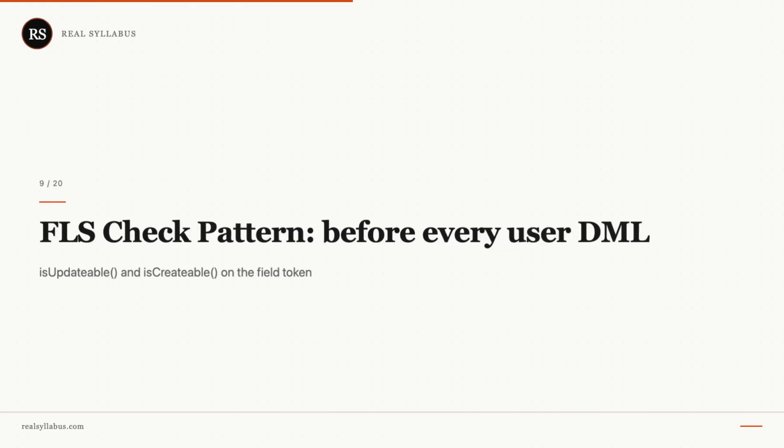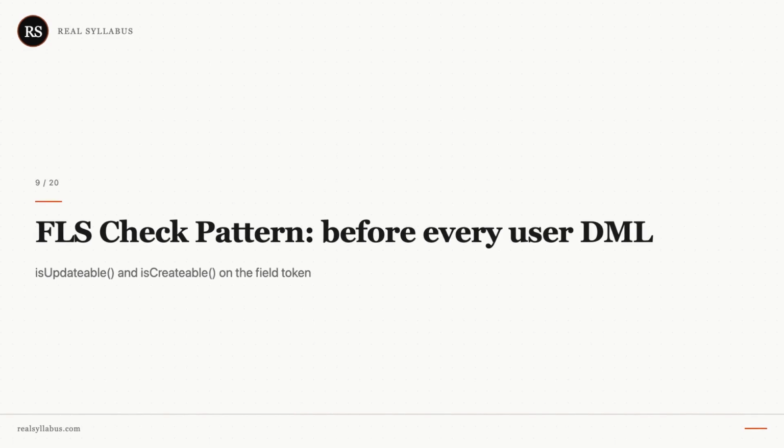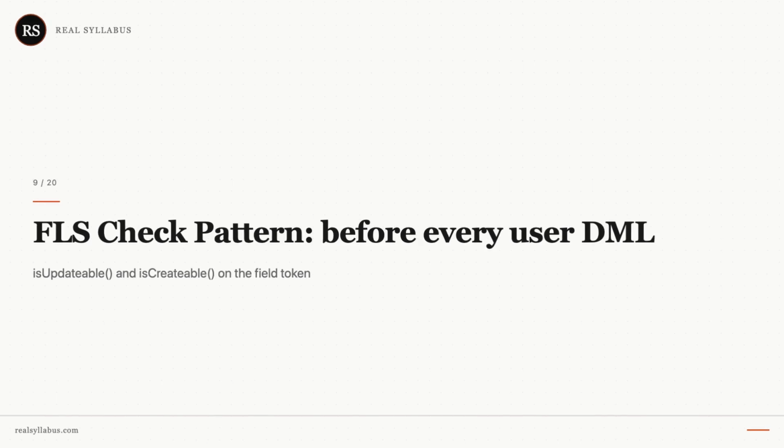Here's the FLS check pattern you should use in every piece of user-facing code that writes to a field. Before the DML, check two things. First, can the user update this object type at all? That's Schema.SObjectType.Account.isUpdateable(). Second, can they write to the specific field? That's Schema.SObjectType.Account.fields.Phone.isUpdateable(). If either check fails, throw System.NoAccessException. Do not proceed. The compile-time token syntax is the right choice here because the object and field are known when you're writing the code. It reads clearly, and the compiler validates the field name exists.